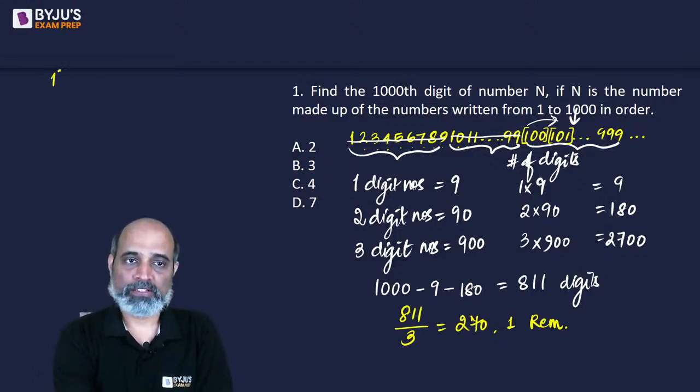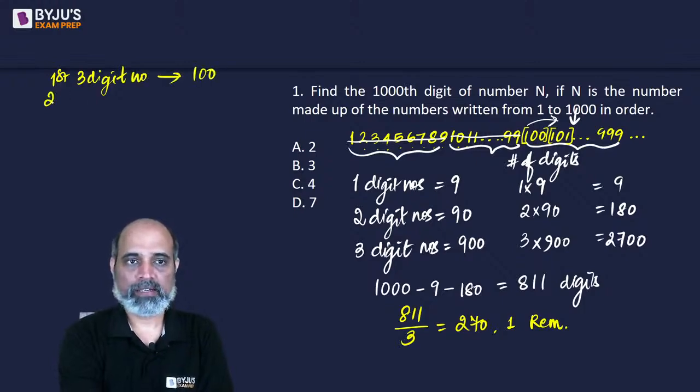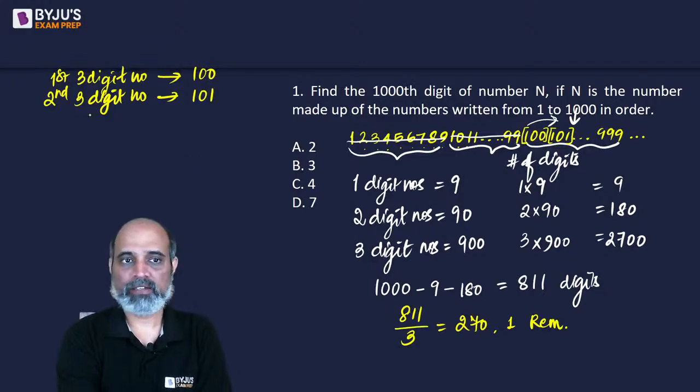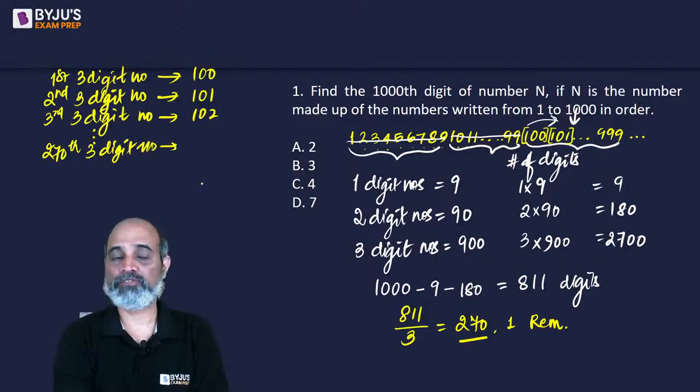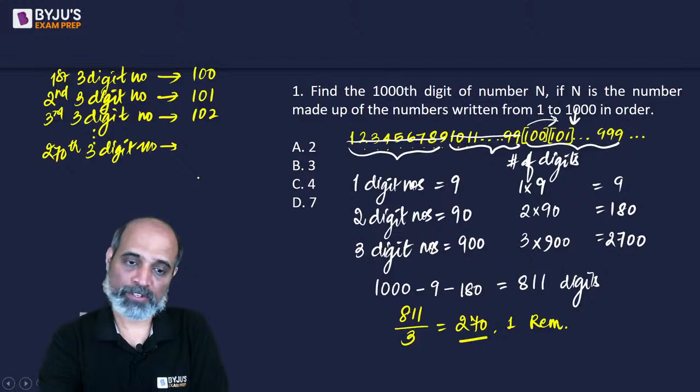So the first 3-digit number is 100. The second 3-digit number is 101. The third 3-digit number is 102. If I keep on going like this, then the 270th 3-digit number from the left hand side starting with 100 will be how much? So this is what we need to figure out.